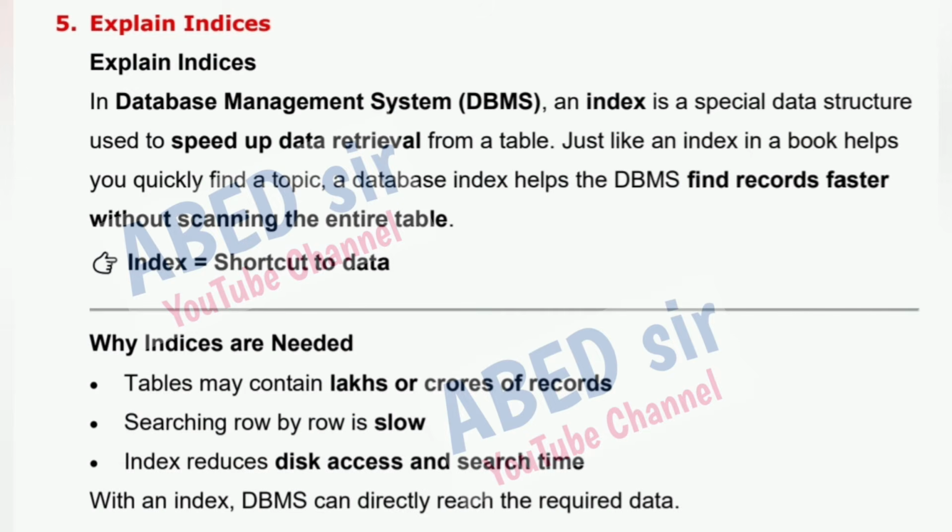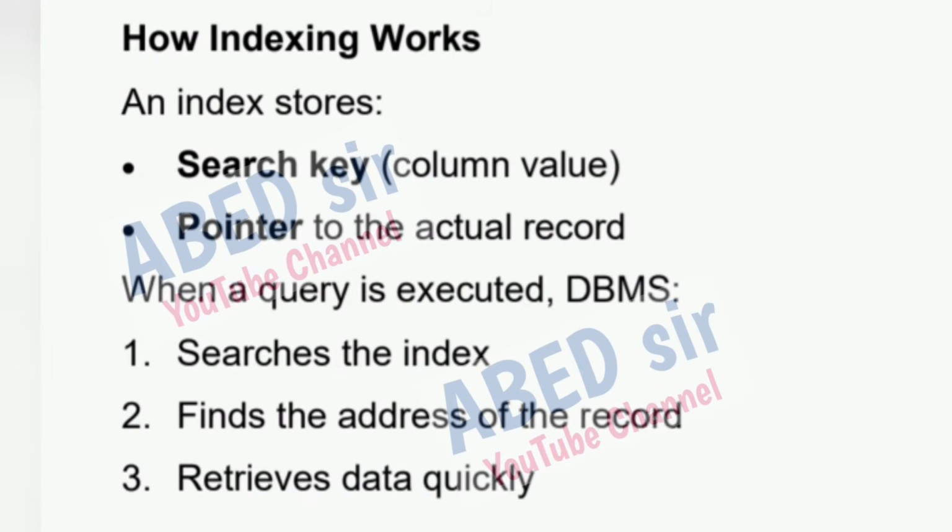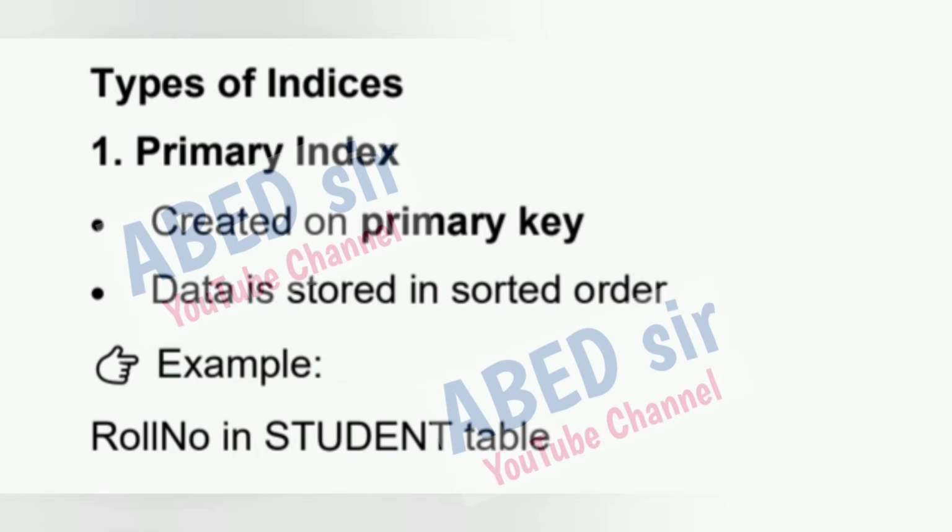Why indices are needed? Tables may contain lakhs or crores of records. Searching row by row is slow. Index reduces disk access and search time. With an index, DBMS can directly reach the required data. How indexing works. An index stores search key, column value, pointer to the actual record. When a query is executed, DBMS 1. Searches the index. 2. Finds the address of the record. 3. Retrieves data quickly.